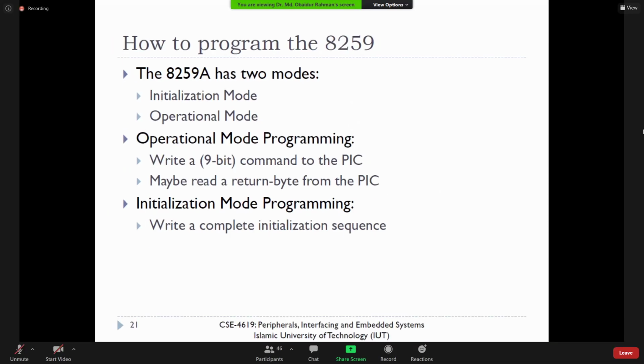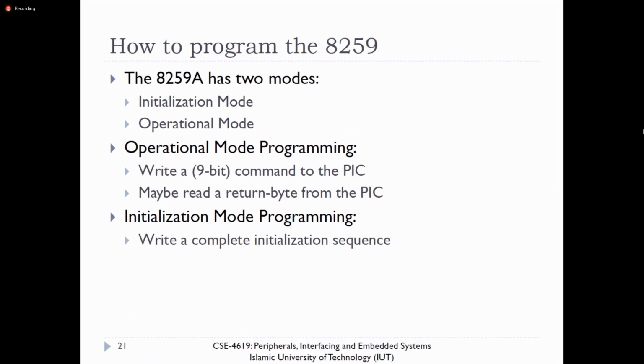Now, how to program the 8259? 8259 has 2 modes of operation. One is initialization mode, another is operational mode. In initialization mode, you know that initially some commands need to be placed, and just after that, 8259 will be fully operational. And to make it fully operational, we have to write a 9-bit command to the programmable interrupt controller. So here comes the use of 9 bits.